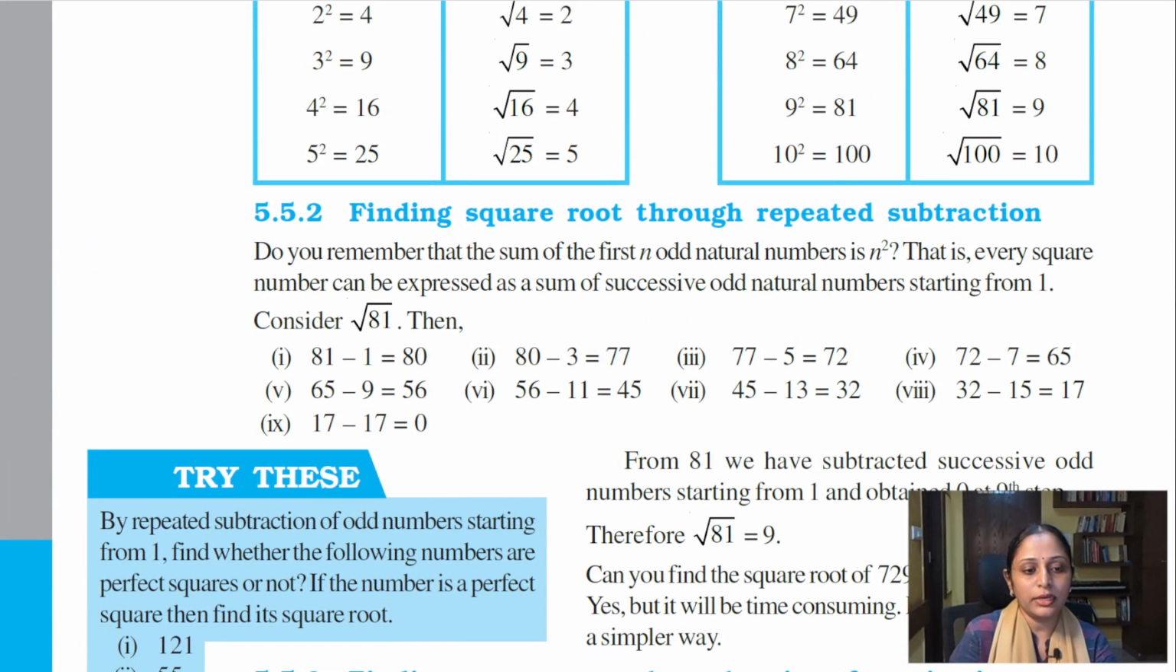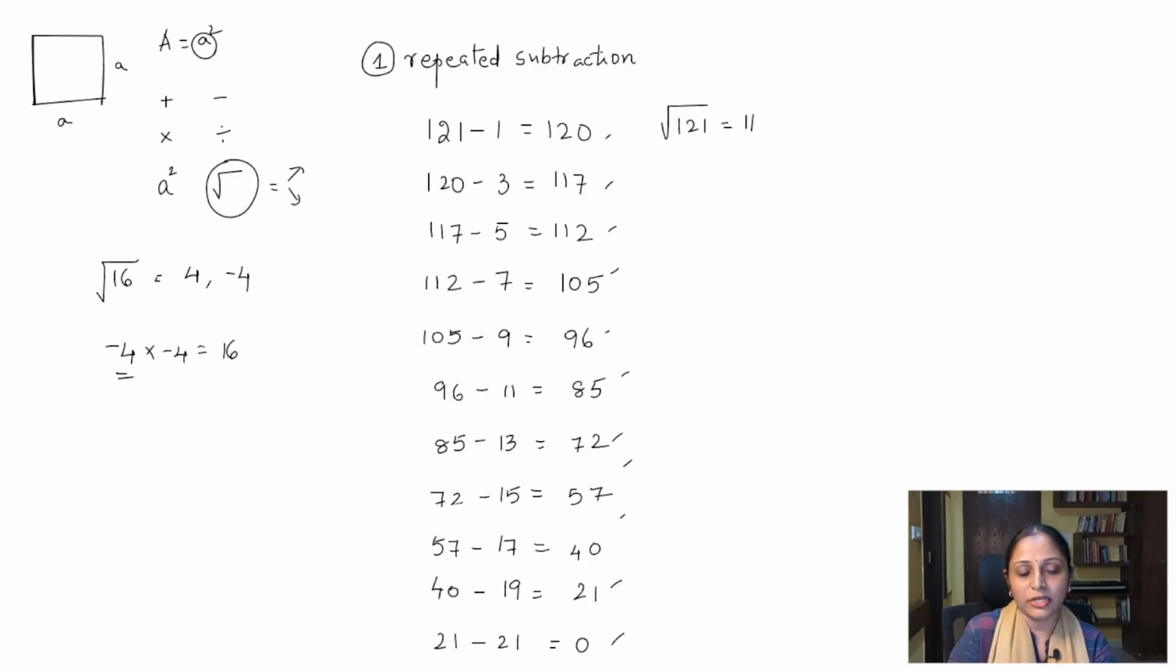Now, what is the next method? This is the repeated subtraction method. The next method to find the square root of any given number is prime factorization. So what are we doing here? What do we mean by prime factorization? Any number that is given to you, writing that number in terms of a product of prime factors. When you write the number as a product of its prime factors, then you say that it is prime factorized, right?